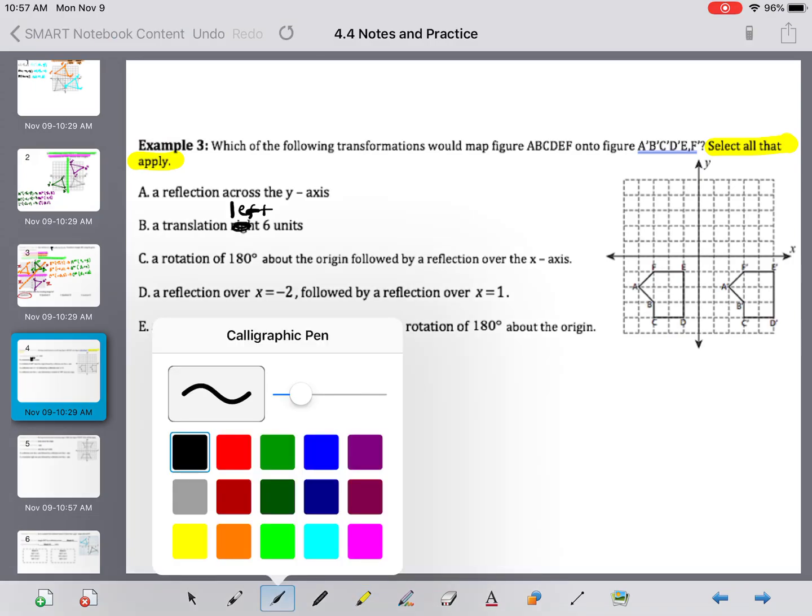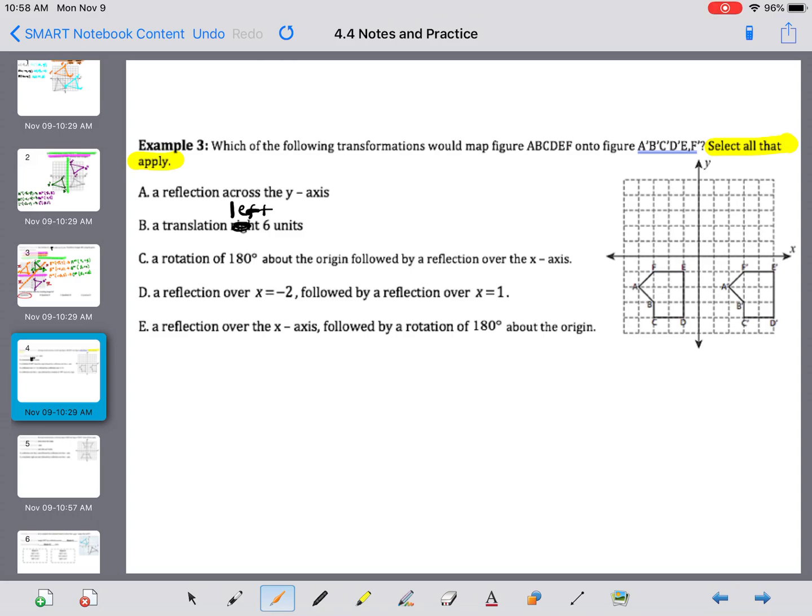Okay. What I like to do, I like to pick one point on my pre-image. So that's the one without the prime marks. So this, I'm going to pick this point right here, A. I'm going to do all these transformations to A. And if A maps up to A prime, then I'm going to try that transformation to at least 2 more points. And if those work, then that's my answer. Because if 3 of the points work, then the rest of them are going to work, especially if they're in different areas of the figure.